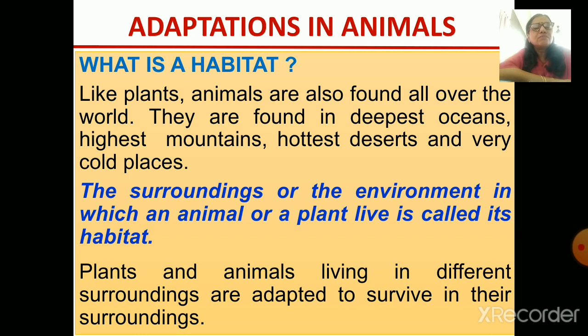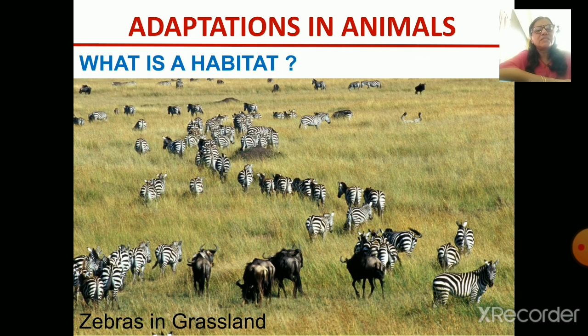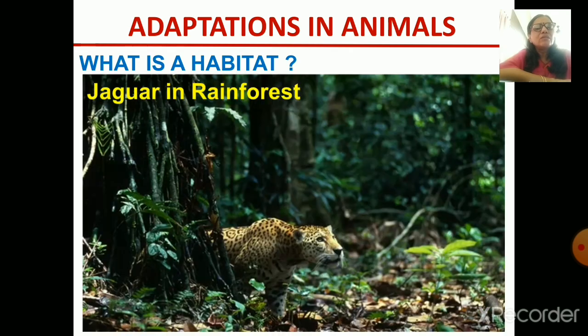Now you will see different habitats. See here, there are many zebras and some other animals, like antelope or buffaloes, and they are found in the grassland. This is one kind of habitat. Look here, this is a rainforest. This is yet another habitat, and you can see a jaguar in the rainforest.